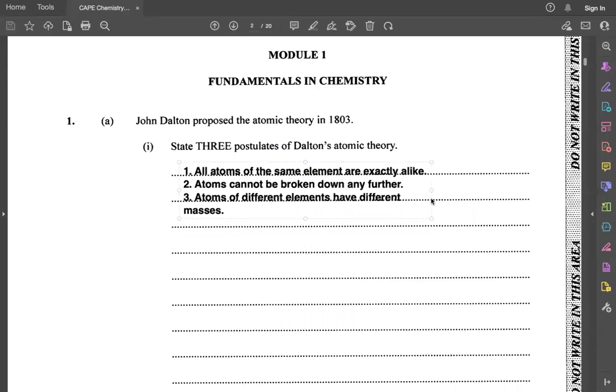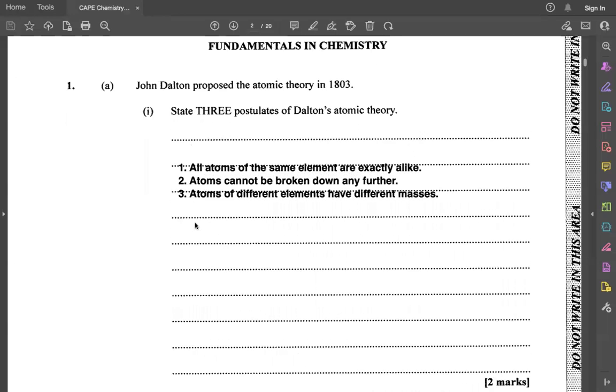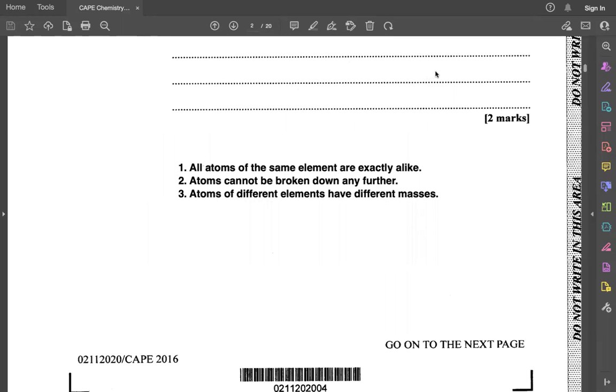Atoms cannot be broken down any further. That's the smallest indivisible unit according to Dalton. And he also stated that atoms of different elements have different masses. Okay, so those are 3 postulates of Dalton's atomic theory. Now we're going to keep moving down and let's just clear those.